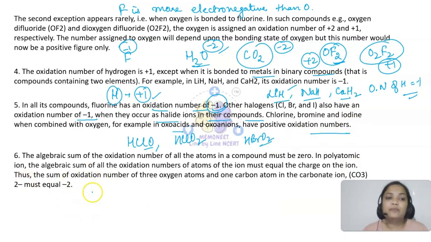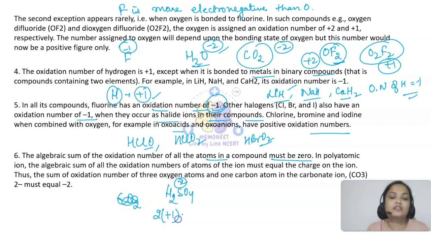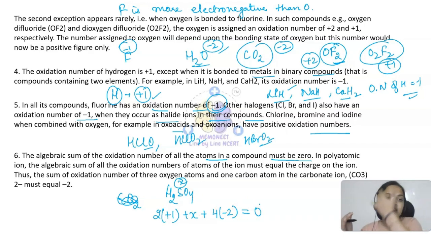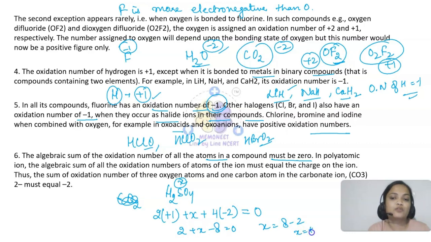Next. The algebraic sum of the oxidation numbers of all the elements in a compound must be 0. Let's say I have a neutral compound, let's take H2SO4, and I have to find the oxidation number of sulfur. For hydrogen, 2 atoms, +1 is the oxidation number. For sulfur I have taken x. For oxygen, 4 into -2. Now what will be the sum? The sum will be 0 because it's a neutral molecule, not having any charge as a whole. So from here we get 2 + x - 8 = 0. So x will be 8 - 2, so x will be +6. It means the oxidation number of sulfur will be +6 in this case.